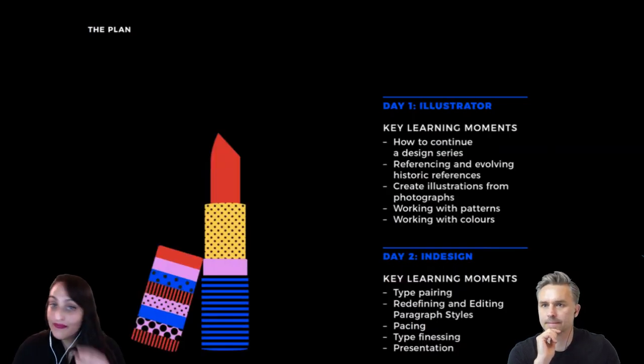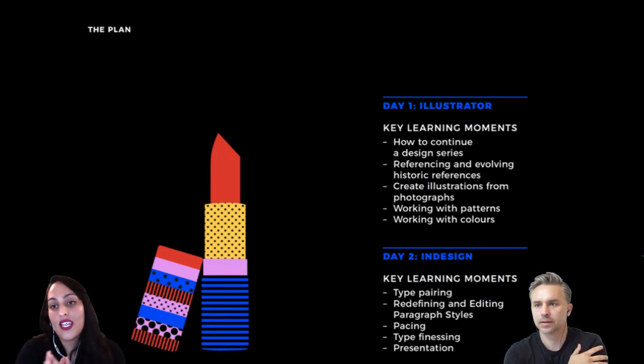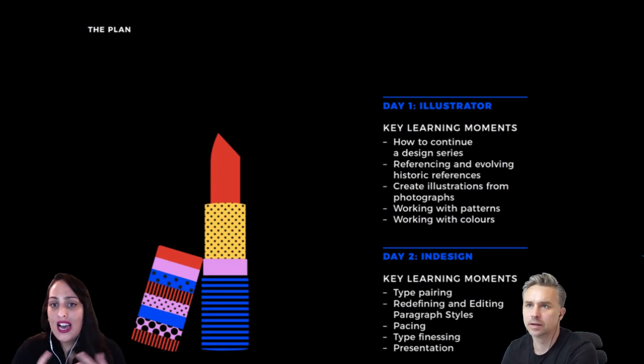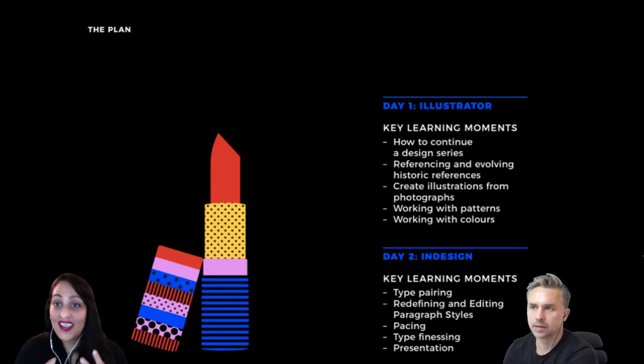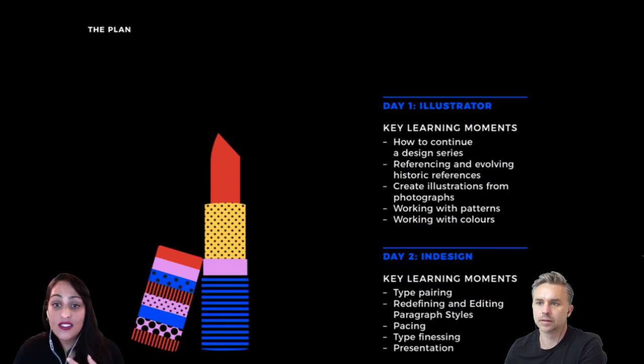General plan. So we've got day one. Today we're going to be looking at Illustrator. We'll be in Illustrator pretty much the whole time. The key learning moments, I hope, are going to be how to continue a design series, referencing and evolving historic references, creating illustrations from photographs, working with patterns, working with colors, maybe type package creation, some type editing.